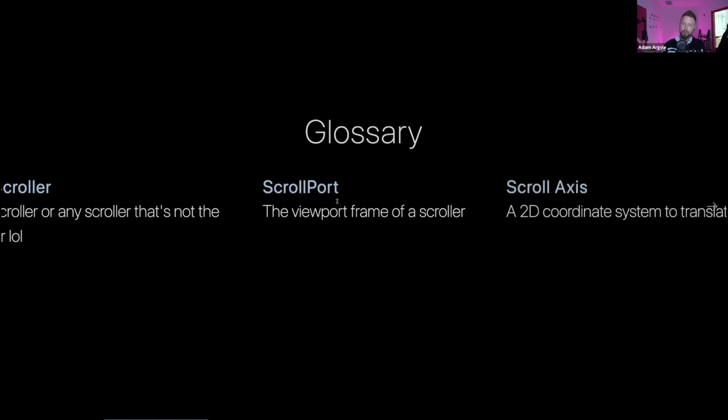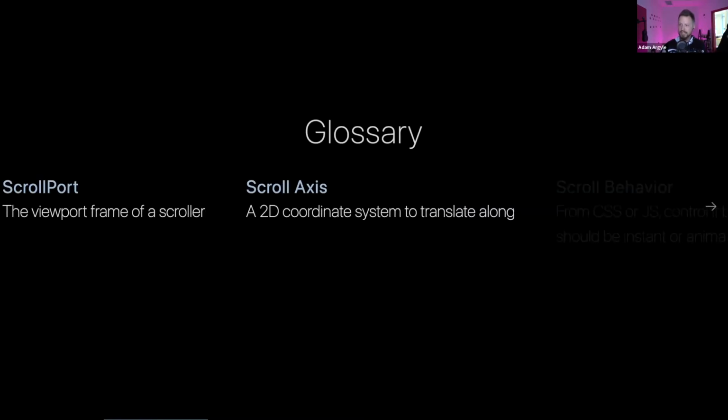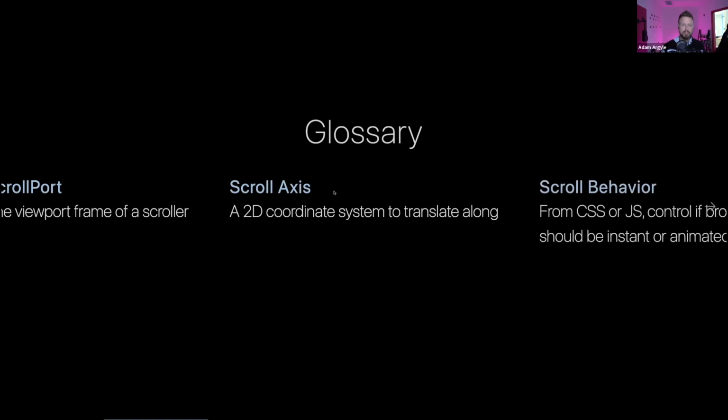So there's also the scroll port, which we've talked about a little bit already. I've mentioned it a couple times. It's got the purple border. So you'll see that purple border on all of the following demos to identify the scroll port, so you can firmly see the frame that something is inside of. Then we have scroll axis, which is kind of what we talked about with overflow X and overflow Y. These are a 2D coordinate system to translate along.